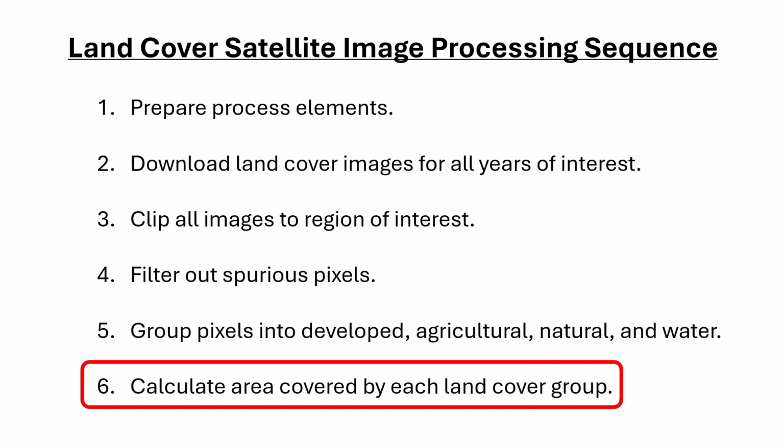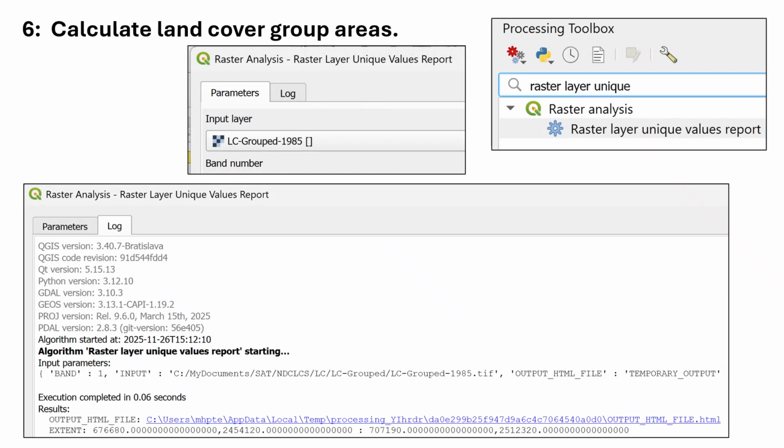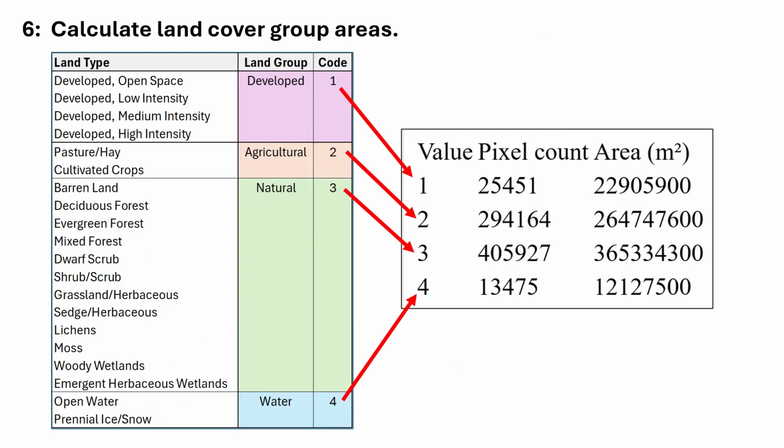The final step in the processing sequence calculates the area covered by the 4 land cover groups. To calculate the area, we use the raster layer unique values report. After running the tool, open the file generated to read the areas of the 4 land cover types.